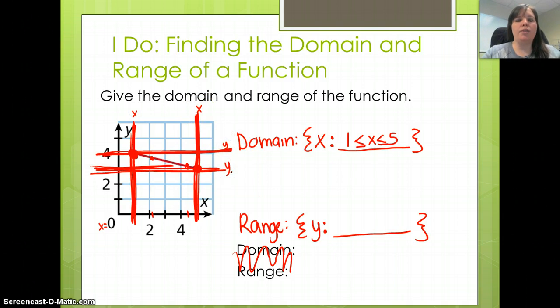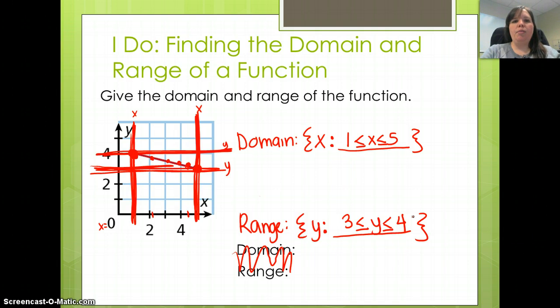So what is the range? If you were going to describe the range to me, what possible numbers do I come out with for y? Well, 3 is definitely in there, 3.1, 3.2, 3.3, on and on and on up to 4. So what are the possible range values? Just those that fall in between 3 and 4.